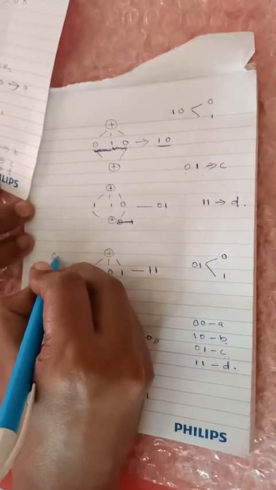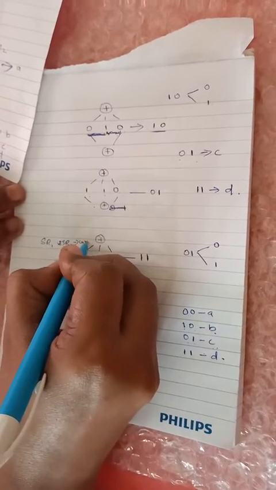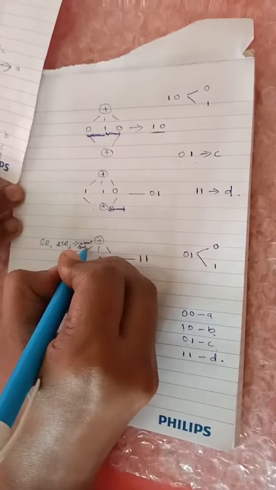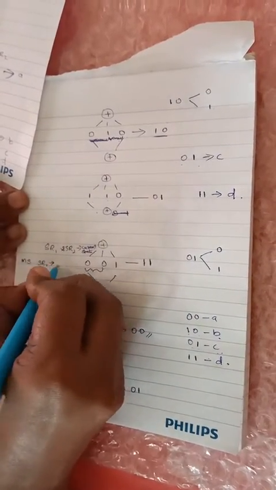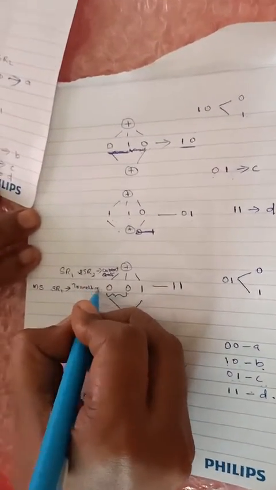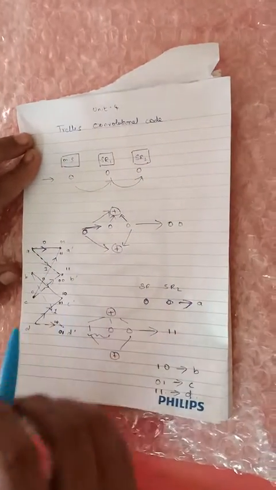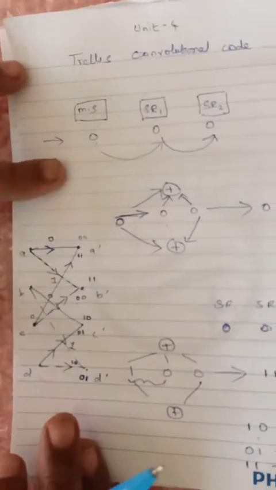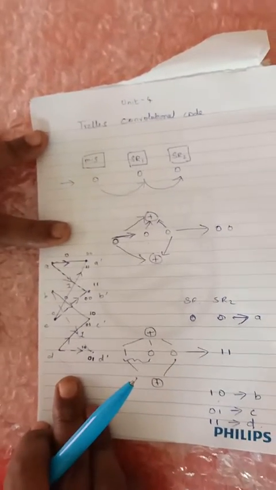So SR1 and SR2 will give you the current state, and your message sequence and your SR1 will always tell you which state it is travelling to. So this should not be confused with your output. Fine. So this is how your trellis convolutional code works. So this is the tree. So first you have to be confident with your tree, so that in the next session we can see the Viterbi decoding. Thank you.